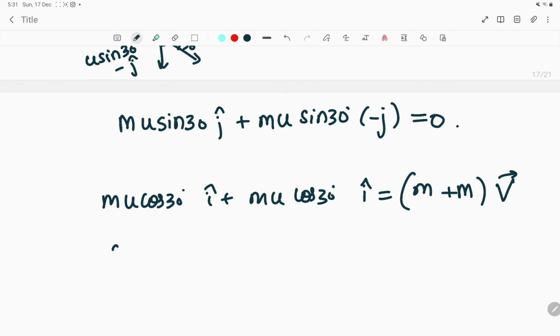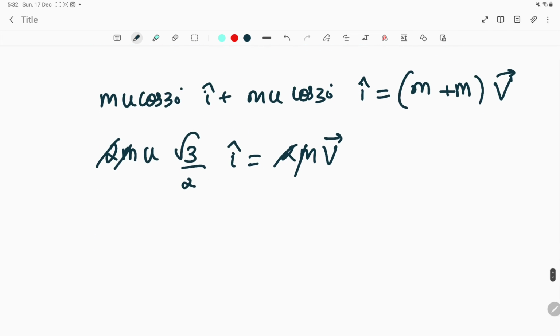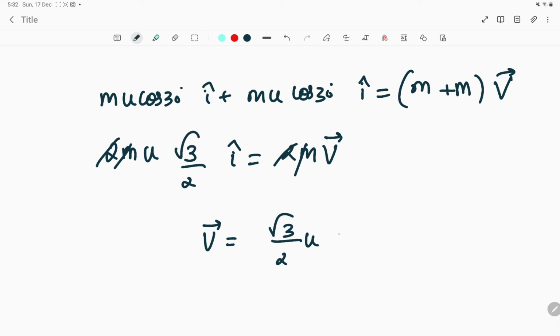So what will we get? We will get 2m u cos 30. Cos 30 is root 3 by 2, into i cap, equal to 2m into the v vector. So m and 2 will get cancelled. Therefore, the v vector is equal to root 3 by 2 u into i cap, and i cap here represents due east. Therefore, the correct option will be option A.